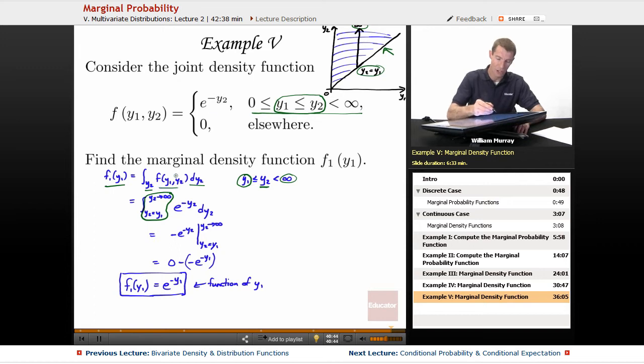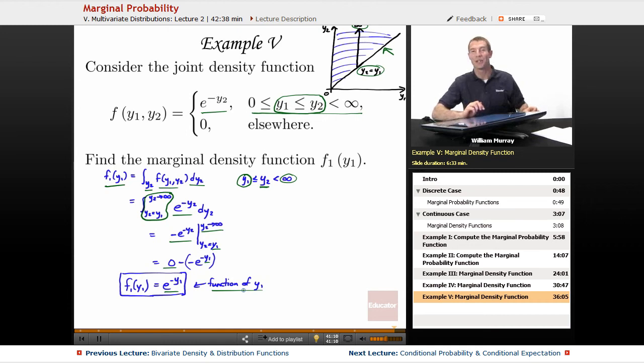And the density function just comes from the stem of the problem, e to the negative y2. Integrate that with respect to y2. Did a little u substitution in my head, u equals negative y2. Came up with negative e to the negative y2. And then I plugged in y2, well, the limit as it goes to infinity, that just takes you to 0. And y2 equals y1 gives me my y1 in the exponent. And it simplifies down to this nice function of y1, which is appropriate because we should get a function of y1 when we're looking for the marginal density function of y1.